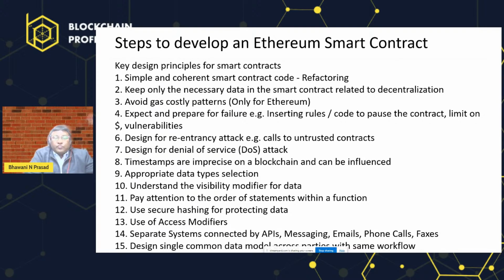Timestamps are imprecise on the blockchain and can be influenced. So we have to be careful with timestamps, even with a margin of seconds. Loopholes should not be created there during the execution of a smart contract. Next, we have appropriate data type selection. Data type is again important. You mostly don't use strings; you have to use proper data types, and you examine the data types to avoid any errors.